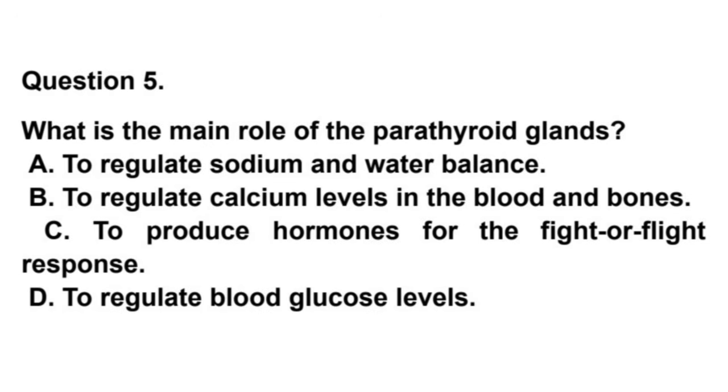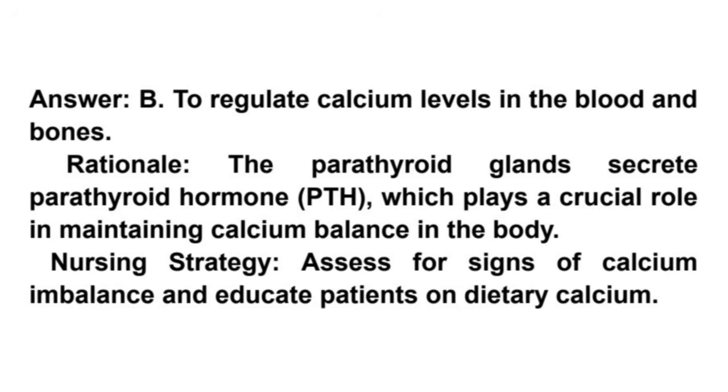Question 5. What is the main role of the parathyroid glands? A. To regulate sodium and water balance, B. To regulate calcium levels in the blood and bones, C. To produce hormones for the fight or flight response, or D. To regulate blood glucose levels. Answer B. To regulate calcium levels in the blood and bones. Rationale: the parathyroid glands secrete parathyroid hormone, PTH, which plays a crucial role in maintaining calcium balance in the body. Nursing strategy: assess for signs of calcium imbalance and educate patients on dietary calcium.